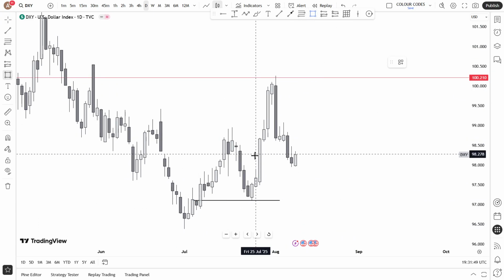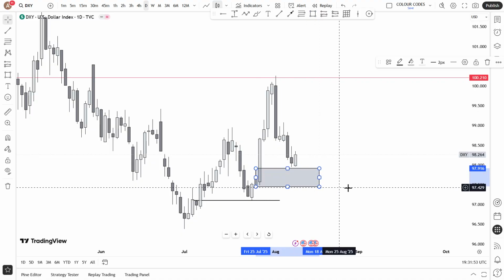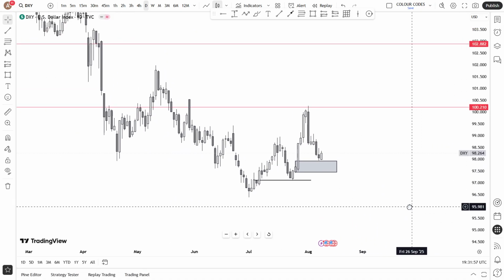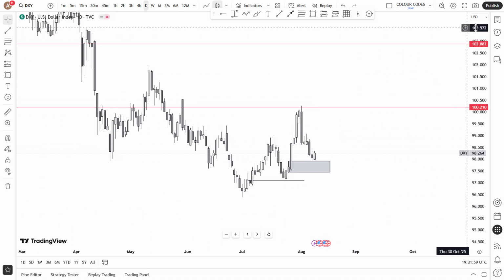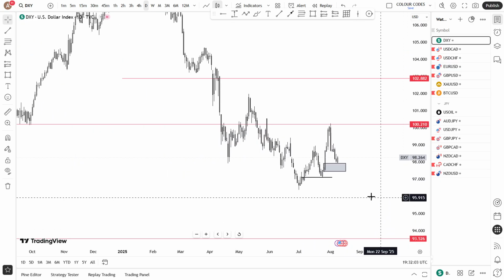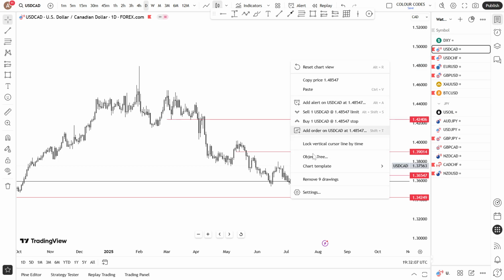And then currently price is trading towards another daily order block that hasn't been filled yet. So with DXY, price action isn't really that nice, but I'm sure with the other pairs it will be. So let's just jump. We know the direction already. You are looking for sell to buy long term. Let's look at USD CAD.